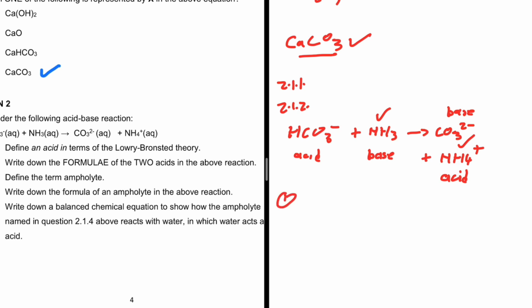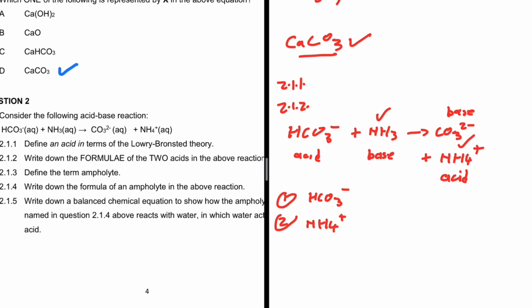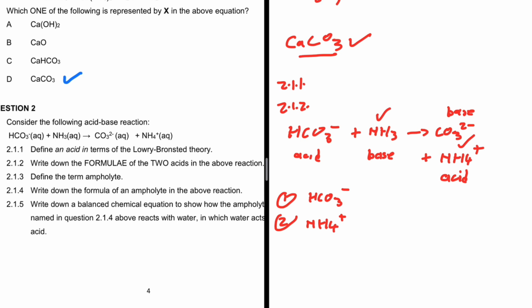Well, HCO3 minus, it donates a proton to become CO3 2 minus. Which other acid do we have? We have NH4 plus. It is a conjugate acid to the base NH3. So the answer to 2.1.2, HCO3 minus and NH4 plus, right?